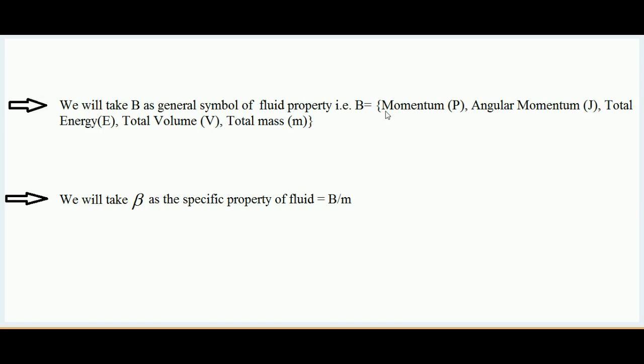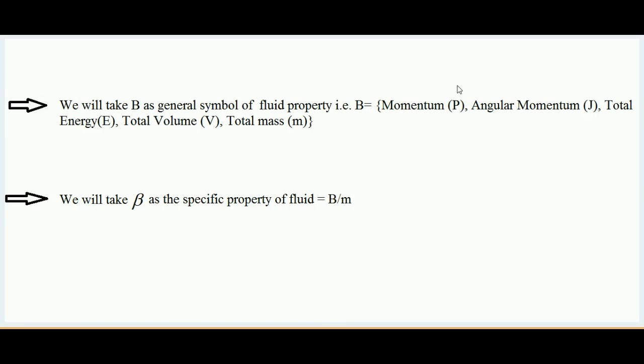So for all these properties we will take B as a general symbol. So B means the set of all these properties which have their significance, their importance in fluid flow. Second thing is, we will take beta as the specific property of fluid. Specific property means we divide the property B, whatever that property is, with the mass of the system, then we will get the specific property, that is beta.